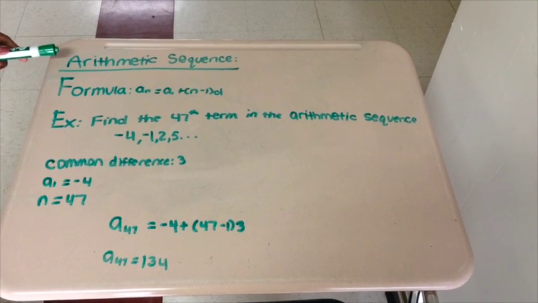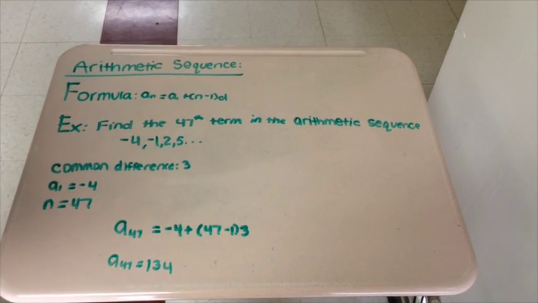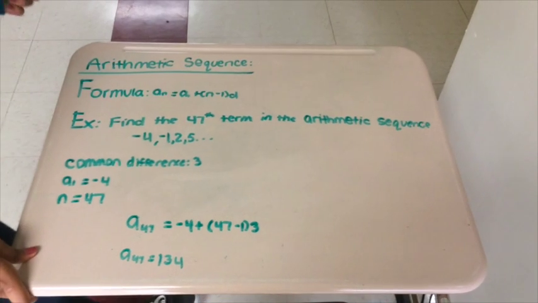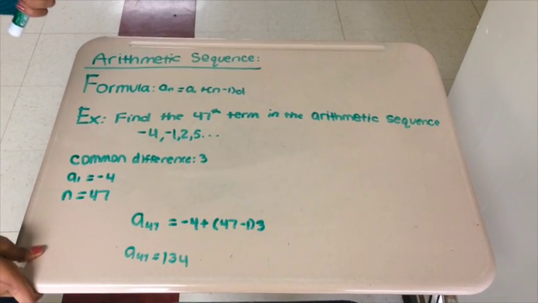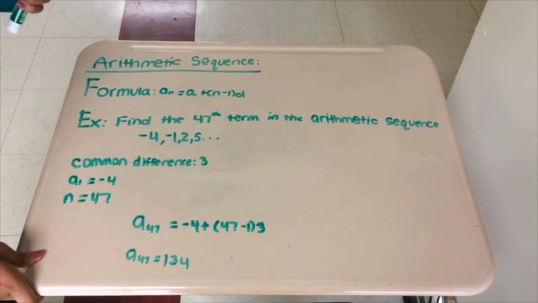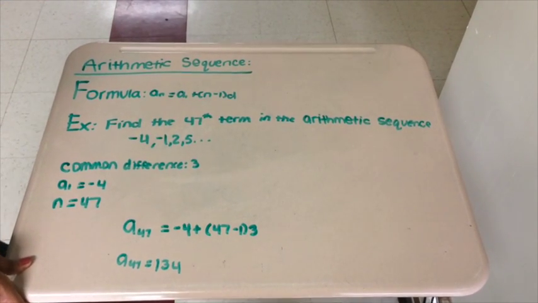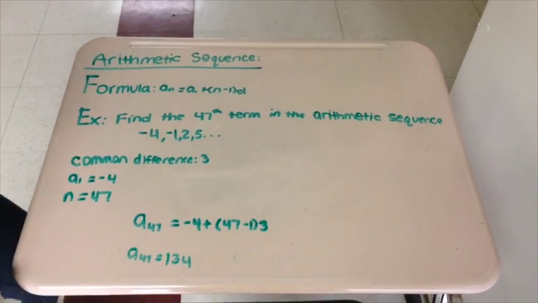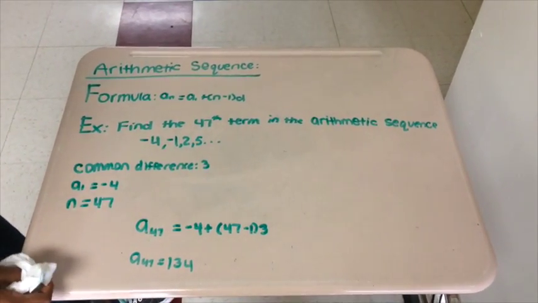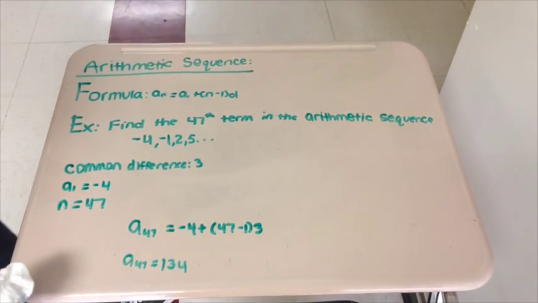This section is about arithmetic sequences. The basic formula for an arithmetic sequence is a sub n is equal to a sub 1 plus n minus 1 into d. A sub n is your final term that you're trying to find. Your a sub 1 is your initial term, which you're usually given, and your n is the number of terms you have in your sequence, and d is the difference.